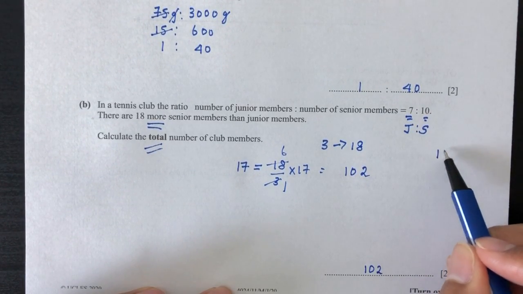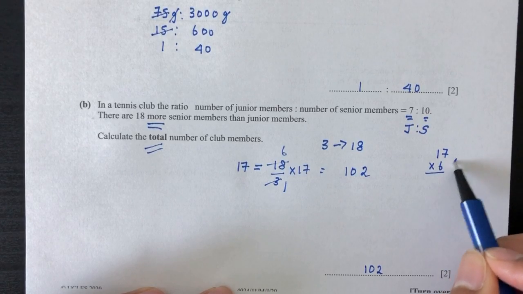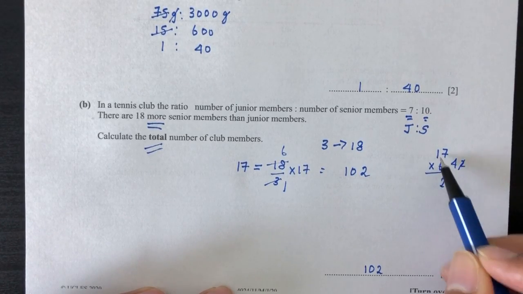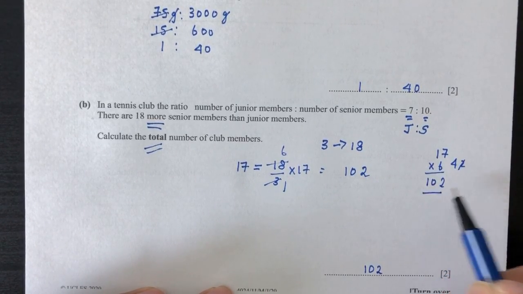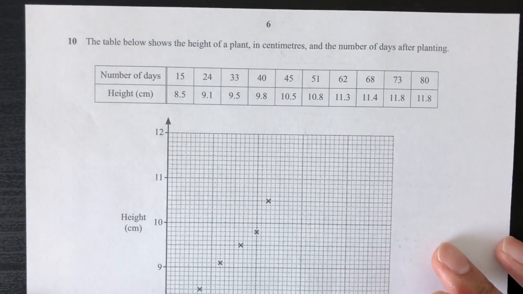So let's do this one by one again. So 17 times 6, that will be 42. 1 times 6 is 6, plus 4 is 10, so 102. So let's move on to question number 10.